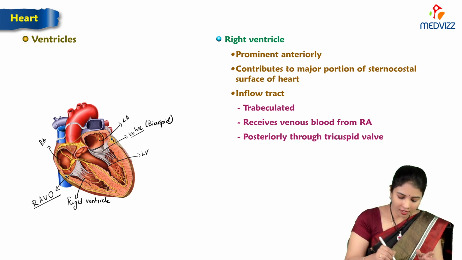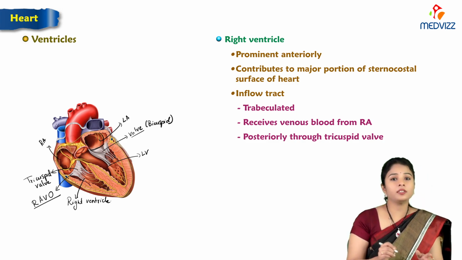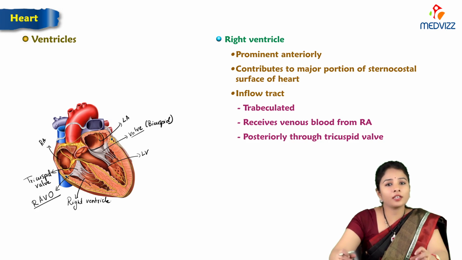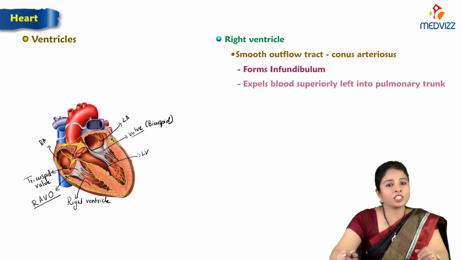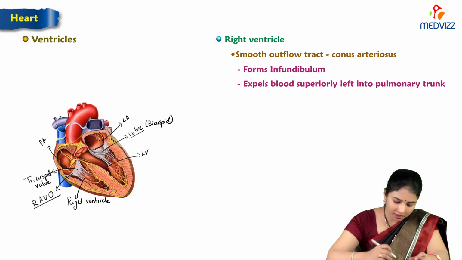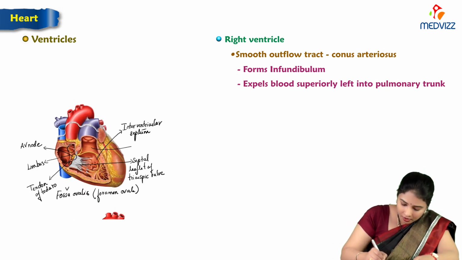This atrioventricular orifice, the valve you are seeing, is the tricuspid valve. The outflow tract is smooth; it is the conus arteriosus, which forms the infundibulum, which expels the blood superiorly to the left into the pulmonary trunk. So it opens into the pulmonary trunk. Here the pulmonary trunk is cut open to expose the other side of the heart. In this image we can appreciate the smooth outflow part.